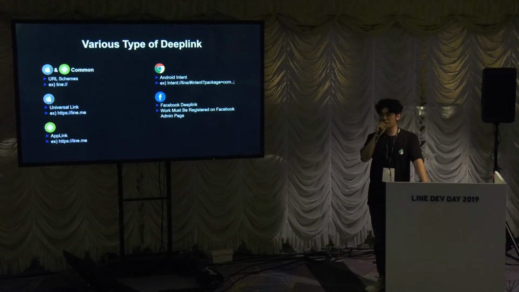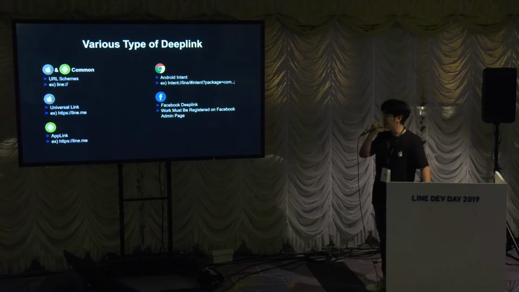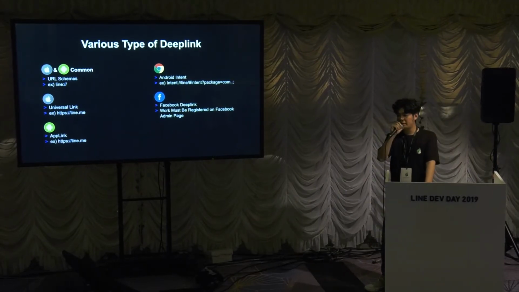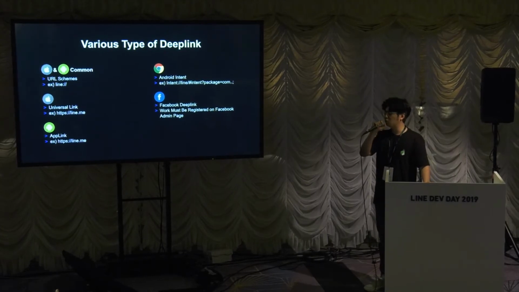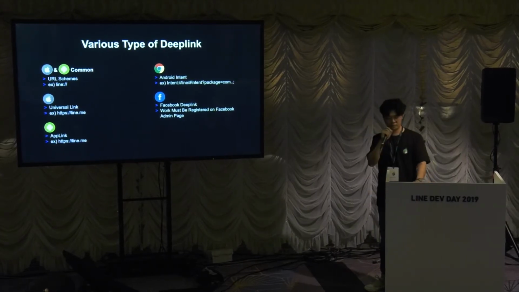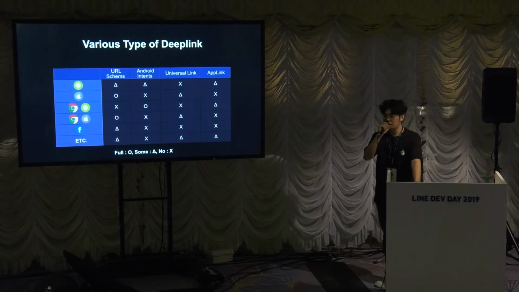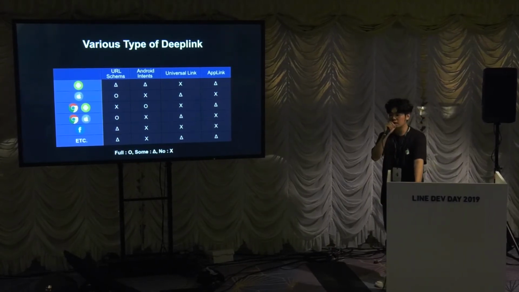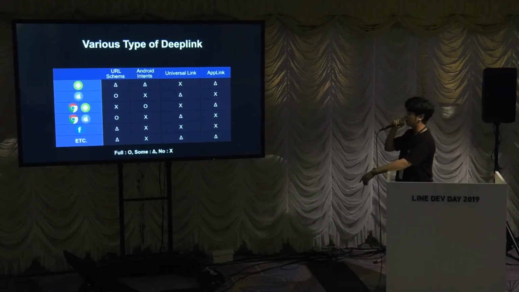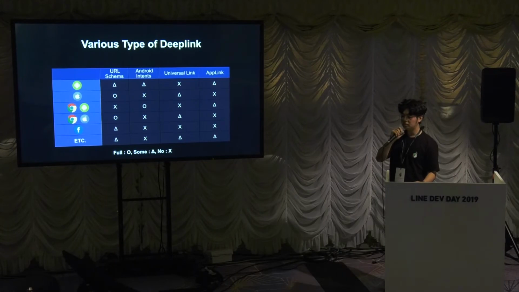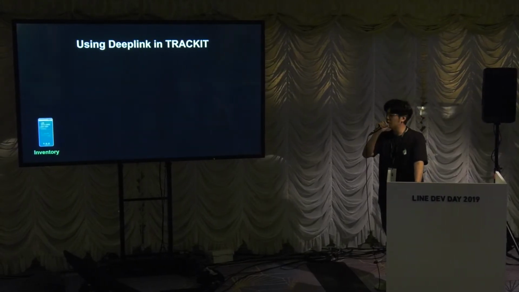Android Chrome browser has a special format of deeplink itself, called Android intent. Last, Facebook deeplink uses a URL scheme, but you must register the URL scheme on the Facebook admin page. I summarized each deeplink environment as a table for easy understanding. As you can see, no single deeplink will work in all environments. So I will show how to use deeplinks in order in TrackIt.